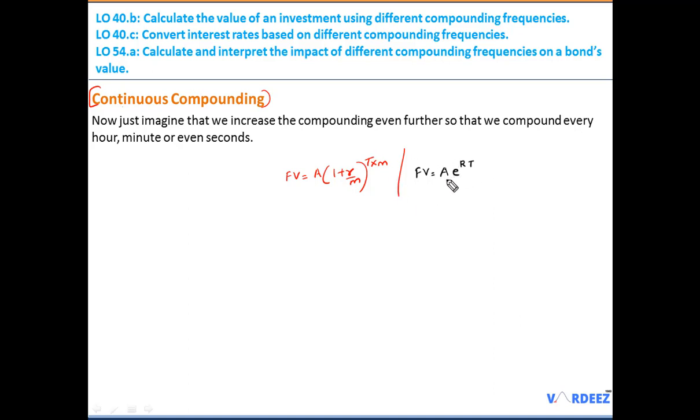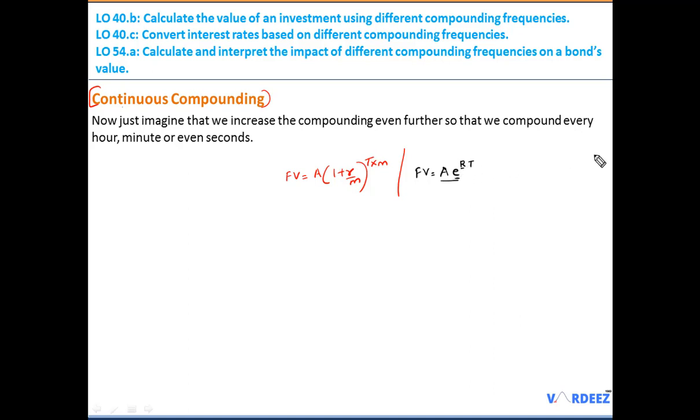Now, how do we arrive at this particular formula? A is the amount that we have, e is the mathematical constant, and this r is the continuous compounding rate. Now I want you to observe that this r is in small case and this R is in capital letter. So this represents continuous compounding, and t is the time.